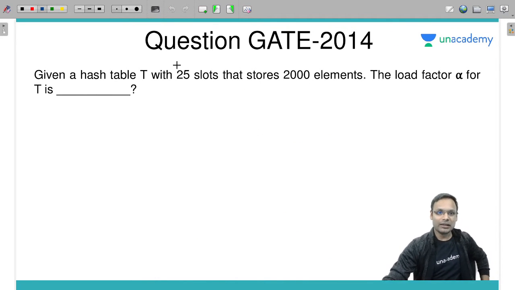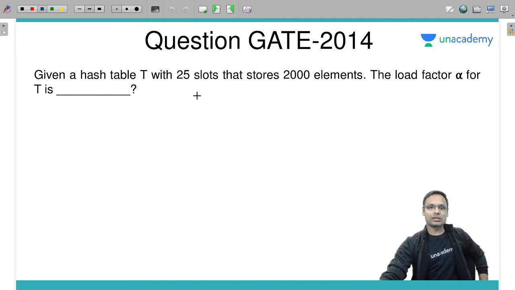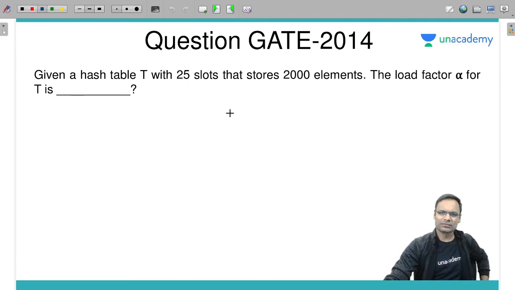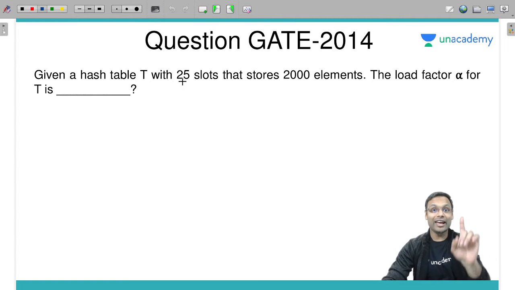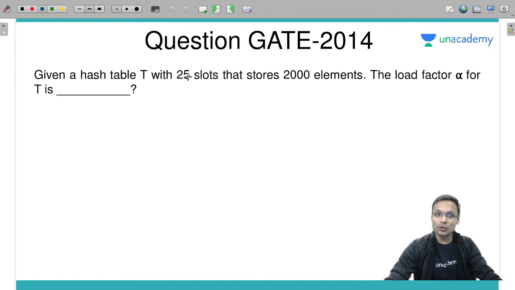Given a hash table T with 25 slots that stores 2000 elements. Is it possible to store 2000 elements in 25 slots only? Possible? Yes, possible. How? In the chaining. Only in the chaining you can insert more than 25 elements in 25 slots.